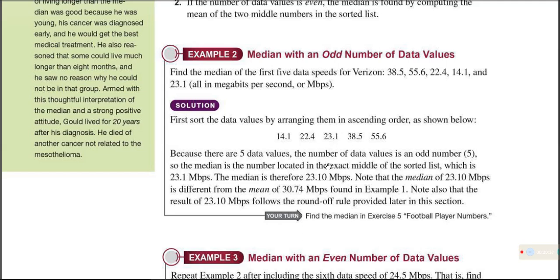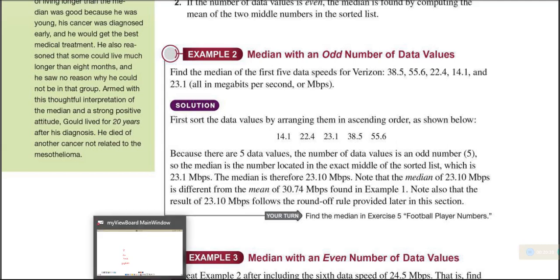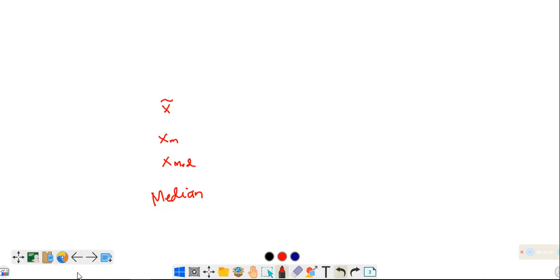But what if you have a lot of data points or data values? Halimbawa, 100 na sila. 'Di ba ang hirap? O kaya 101 na sila. 'Di ba ang hirap mag-identify, hala, saan ko kukunin yung gitna? So, meron tayong formula na pwedeng gamitin. Ano yung formula na pwede natin gamitin?